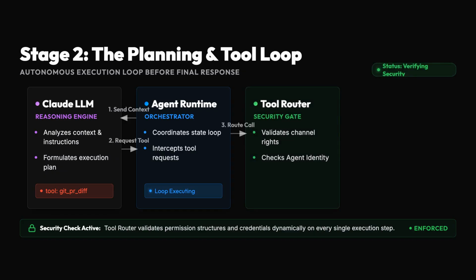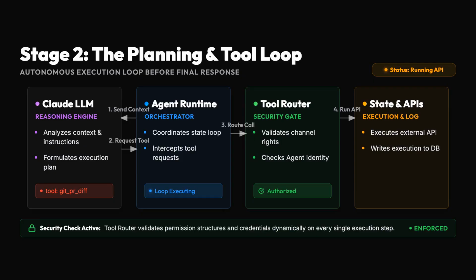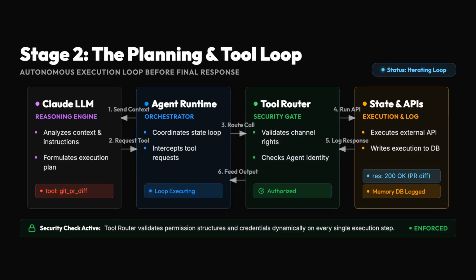The runtime intercepts this tool call. The tool router validates whether the channel and user are authorized to run this tool. If approved, the router executes the API call against GitHub using the agent identity's credentials. The API response is returned to the router, which logs the tool execution in the memory DB and feeds the results back to the Claude model. This loop can repeat multiple times as the model gathers information, builds confidence, and refines its output.